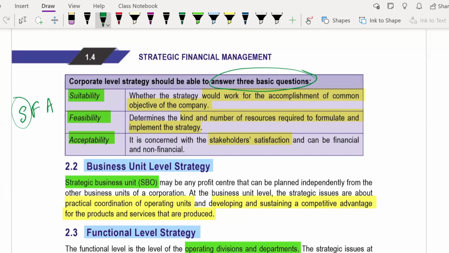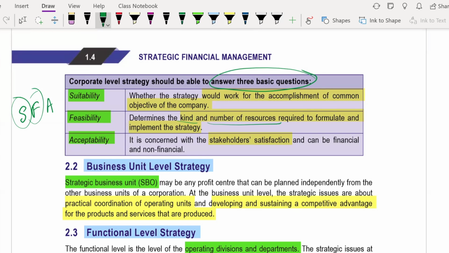Next is feasibility. In feasibility, you see whether you have the number and kind of resources that would be required to implement this strategy. Now suppose you want this Reliance Trends to be opened in the center of the city, then you will have to pay a huge amount of rent. Also, the employees who are hired in your organization will expect a good amount of salary. It would not be the salary that you can pay in a town or a village.